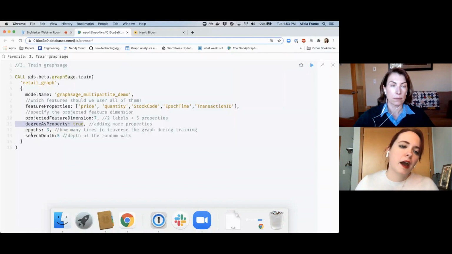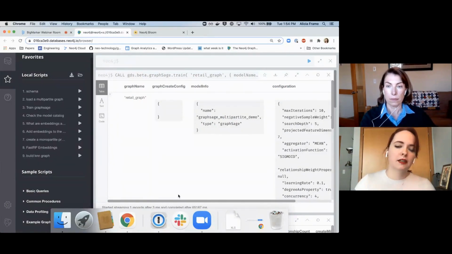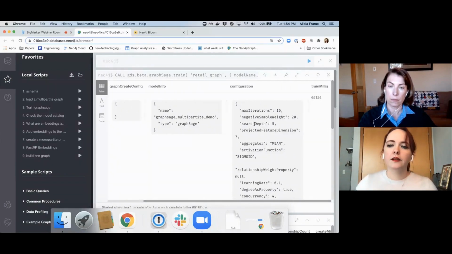I'm going to tell it how far out in the graph I want to look and how many times it should train. And so I'm going to close this because this has been running in the background while I explained it. And you can see here that it took about 6,500 milliseconds to train, so kind of about a minute. And what I've done here is, so there were max iterations of 10.